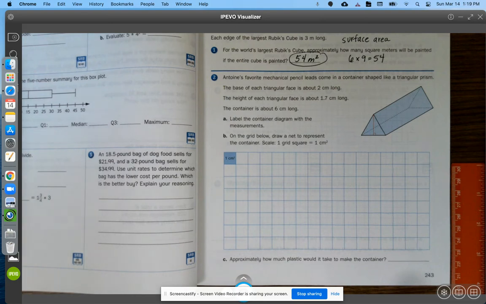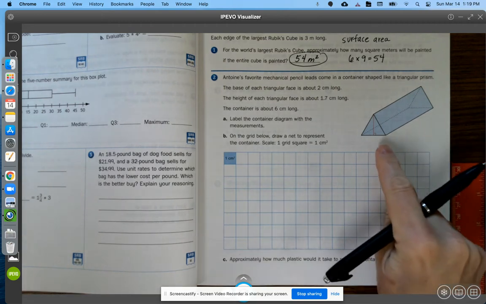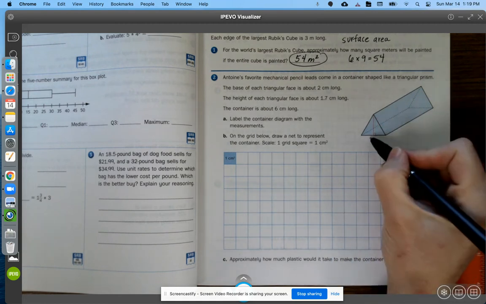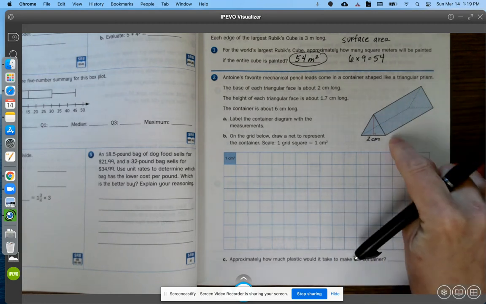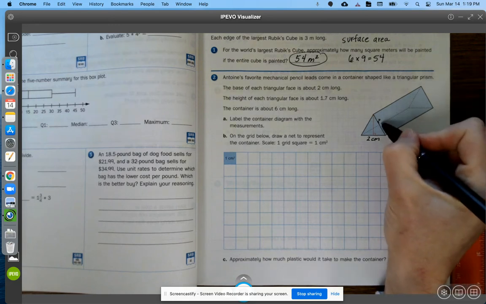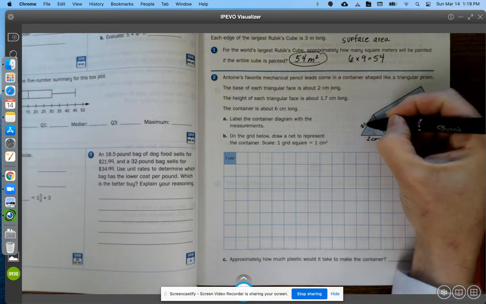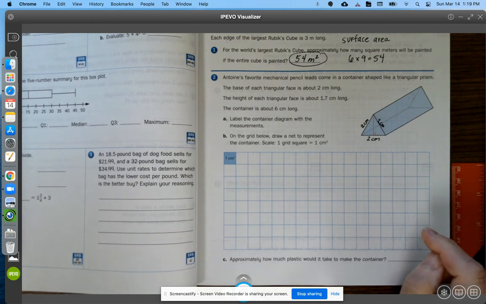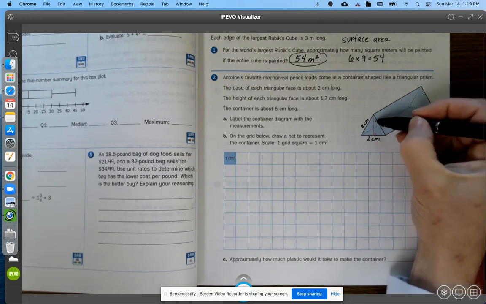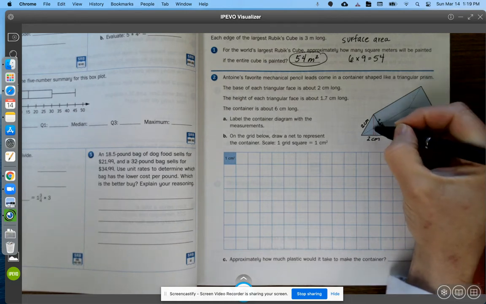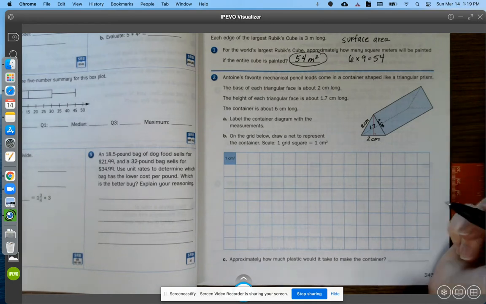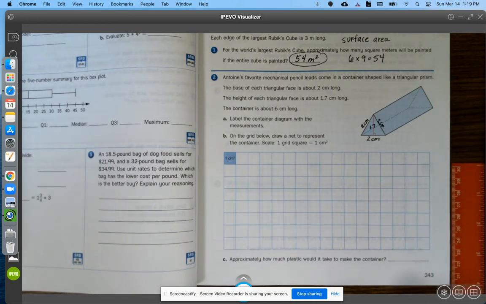triangles at the end. So this says Antoine's favorite mechanical pencil lead comes in a container shaped like a triangular prism. The base of each triangular prism is about 2 centimeters long. So the triangular face, we've got 2 centimeters along each edge, right? So all of those are like 2 centimeters. It's kind of an equilateral triangle. And then the height of that triangular face is 1.7. So this red line right here is 1.7.